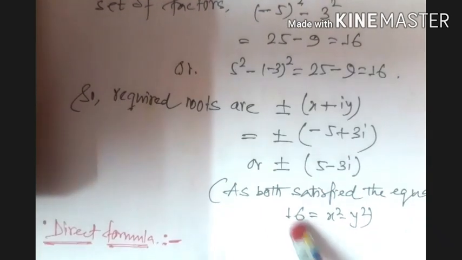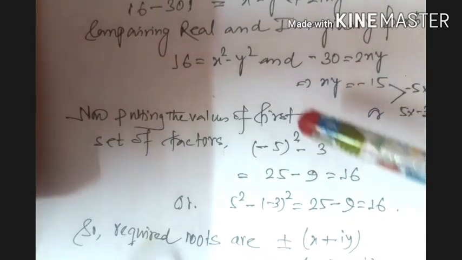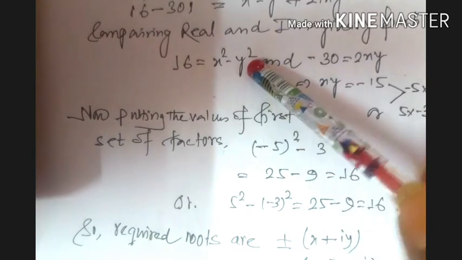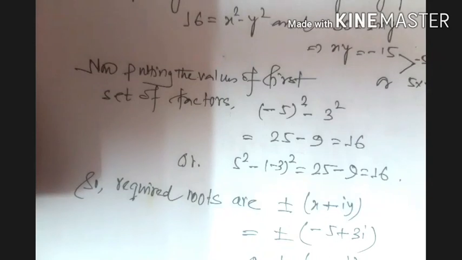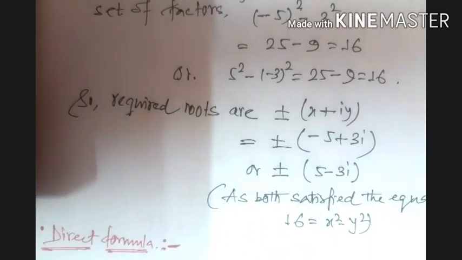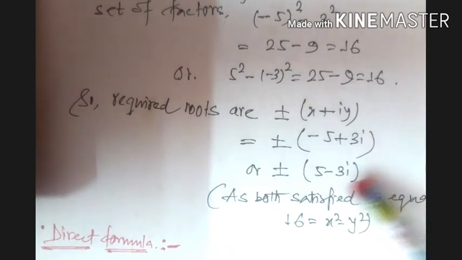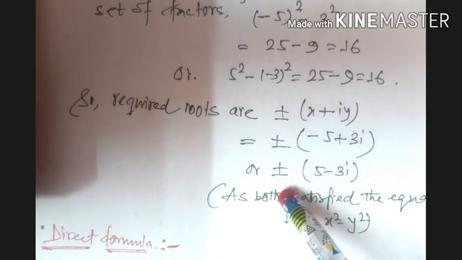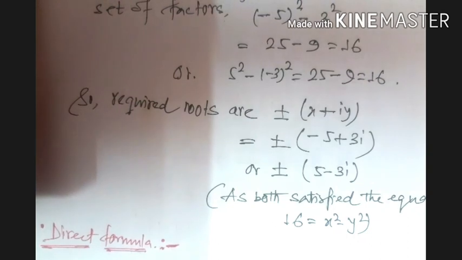The reason is, if you put another set of factors, that is 5 and minus 3, in the same equation, it will also satisfy this equation, because 5 square minus minus 3 square, so 25 minus 9, again will be 16. So the square root of the given complex number can be written in two manners. That is, either you can write plus minus of minus 5 plus 3i, or you can write plus minus of 5 minus 3i. In both cases we will have the same answer.